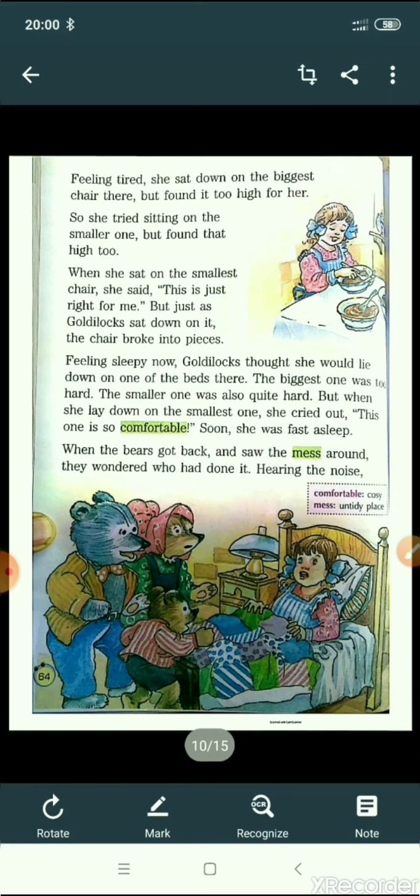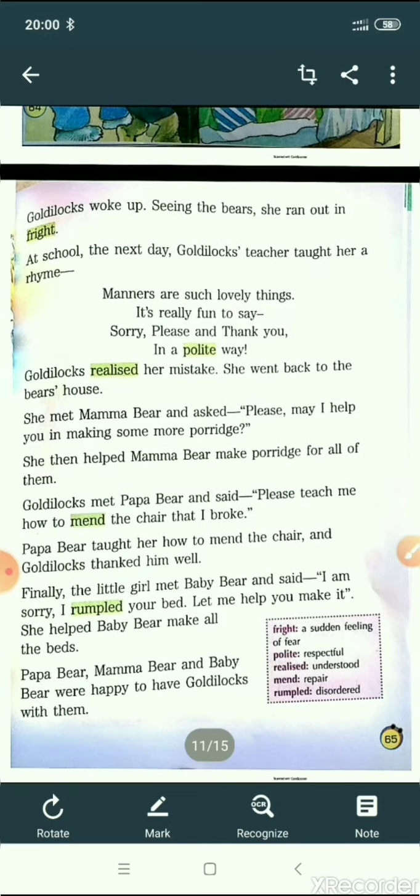After some time, the three bears got back home. They got back to their cottage and they found a mess around. They found the empty bowl of porridge. They found a broken chair, and the room was quite a mess. It was disorganized, and they wondered who had made that mess. They started discussing it among themselves, and hearing the noise, Goldilocks woke up.